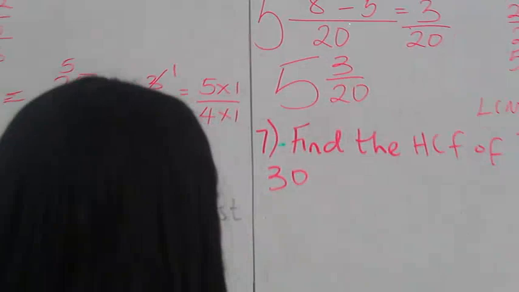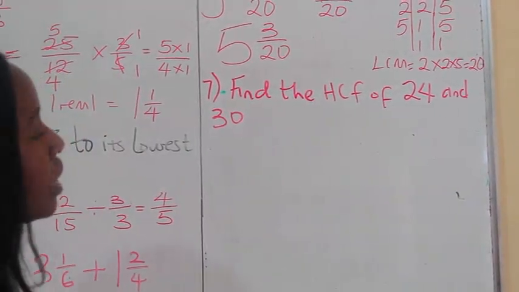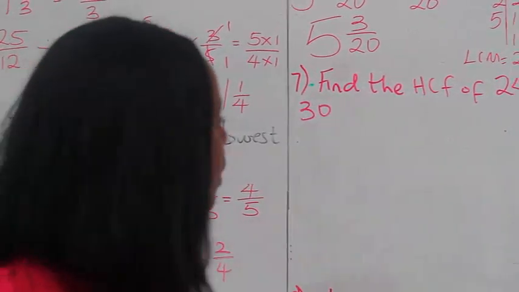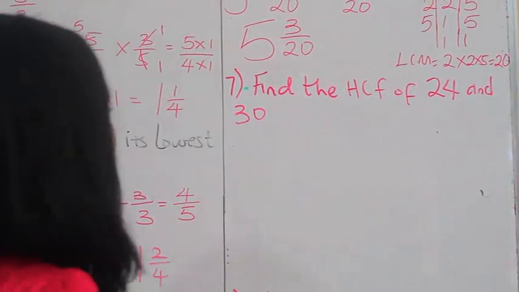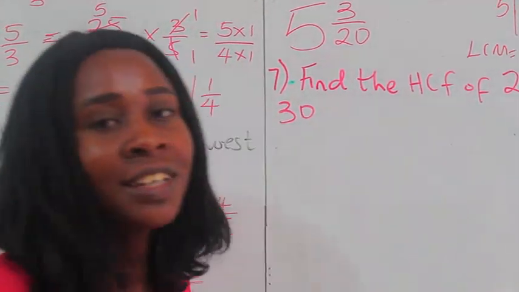The seventh question says find the HCF of 24 and 30. Find the HCF of 24 and 30.